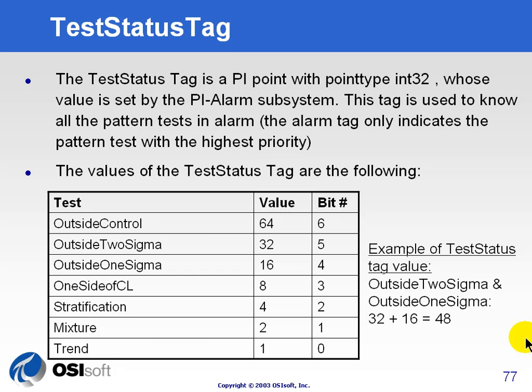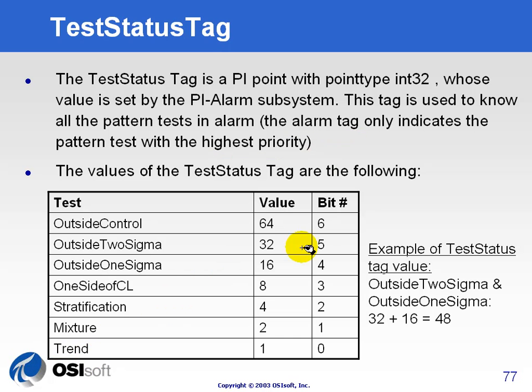The test status tag is a tag we use to store information about all the different test patterns that were in alarm at a given point for an SQC alarm tag. The reason we need this is because the alarm tag only indicates the alarm with the highest priority. When you're looking at the history of the alarm tag, if it says outside control, meaning beyond three standard deviations, you may not know that not only was that in effect, but also there were eight values in a row trending up or down, which is a separate one of those Western Electric alarm types. That would be called the trend alarm type.